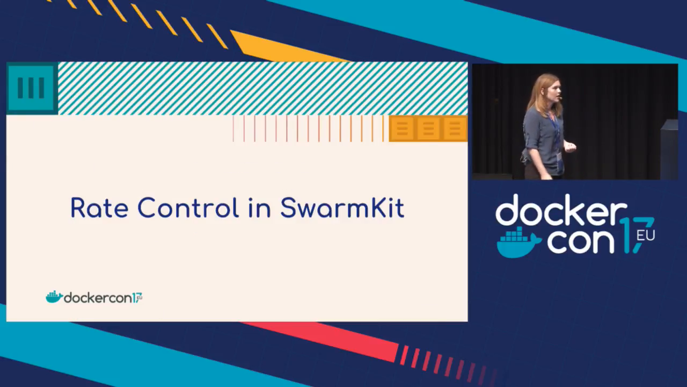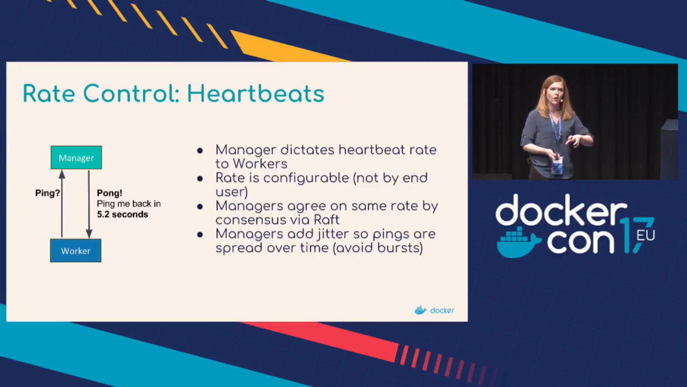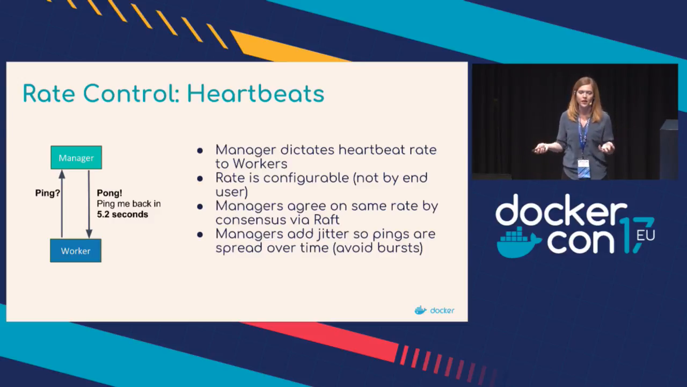So let's talk about rate control, because that's kind of the biggest problem that we have to solve when we're using that pull model, because that connection is always open, so we don't want the workers just being super chatty over the network and kind of overwhelming everything.